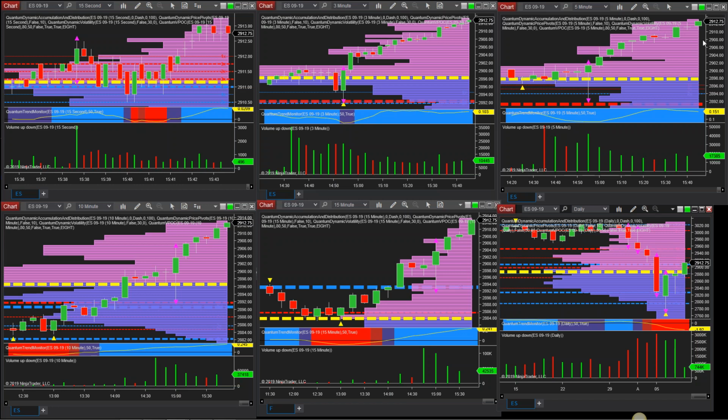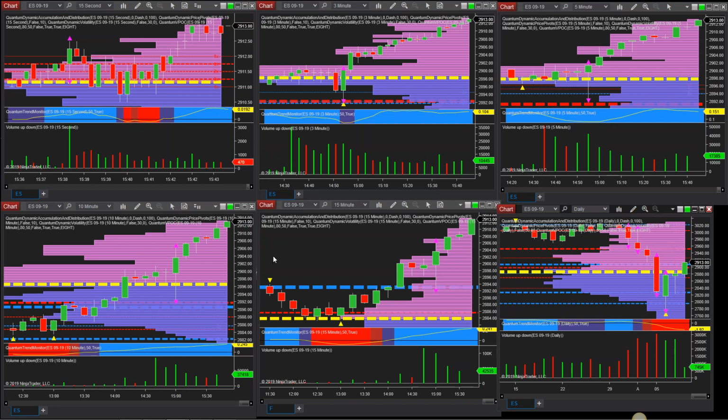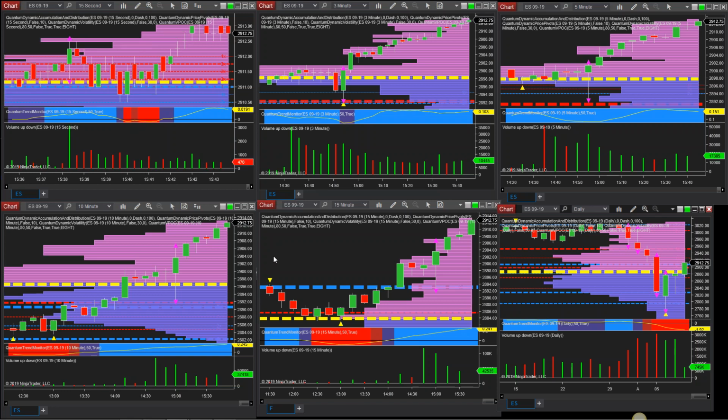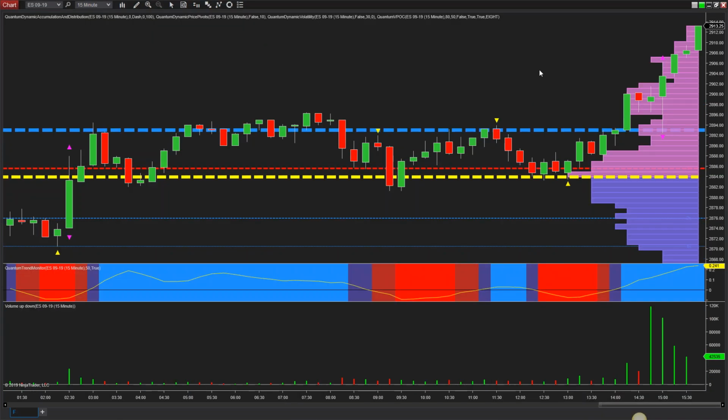So this is decent points we're making at the moment. Trend monitor is blue, blue, blue, blue. So it's all looking fine in terms of the volume profiles, nothing particularly scary at the moment. Ticking up nicely. Let's go down to 15. Just coming up to a low volume node here on 15.